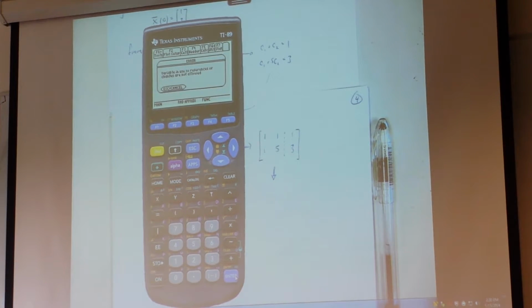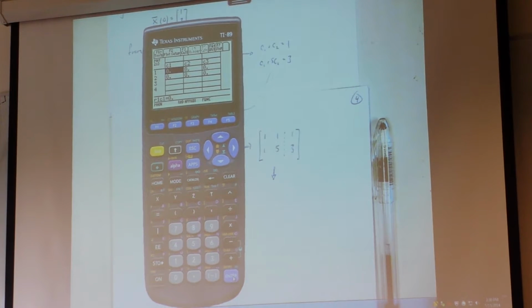Variable is used in reference or changes are not allowed. What did I do? Just like, Matrix just like name, any letter. I was doing this before. It depends on what you've already said in memory. But it should, I thought it would overwrite it maybe. 2 by 3, okay, it likes B.